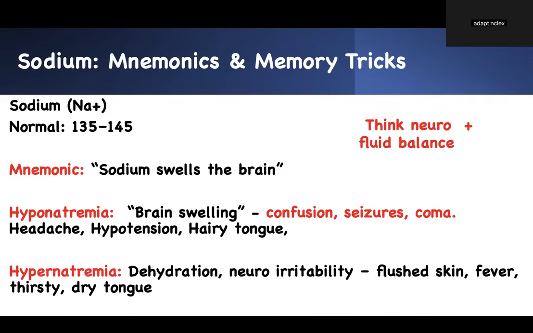Hypernatremia is the dehydration, the fluid status. You see, I said think neural and fluid status. The neural is the hyponatremia, and the fluid status is the hypernatremia. So when the sodium is too high, greater than 145, it is a sign of dehydration. Therefore, what? Flushed skin, low-grade fever, you feel thirsty, and your tongue is going to get dry.